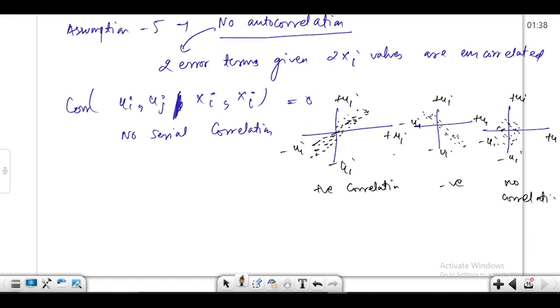Uj is decreasing, so there is a negative correlation. Here we have no correlation, so this is what we want. We want no correlation between the two error terms.